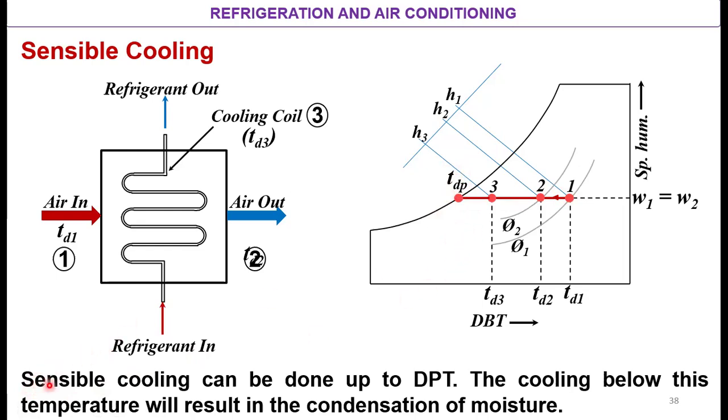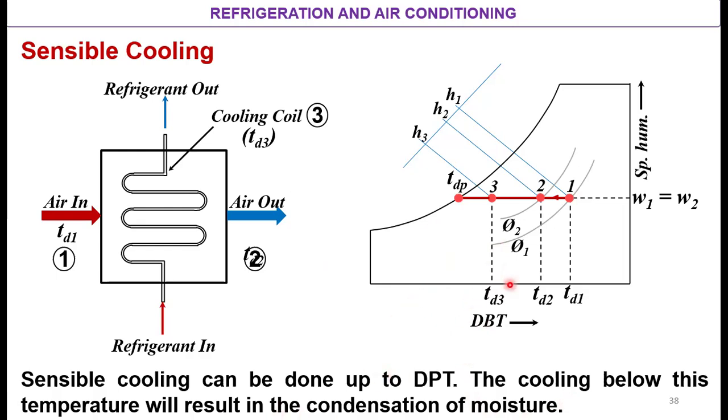So it is shown here that sensible cooling can be done up to the dew point temperature. You can carry out this process up to the dew point temperature. Very low temperature will be obtained here. Cooling below this temperature will result in the condensation of the moisture. We know the definition of the dew point temperature: it is the temperature where the moisture present in the air starts condensing, isn't it? Water vapors are converted into liquid water at the dew point temperature.